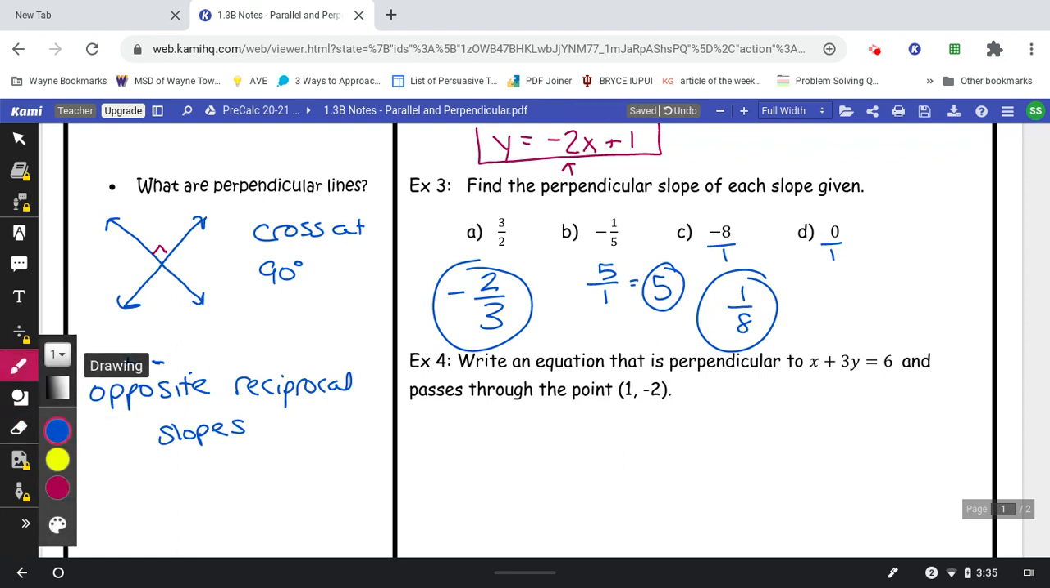Positive 1/8. And then for part D, so when you write this as 1 divided by 0, if you remember, we are not allowed to divide by 0 in math. So anytime that happens for a slope, you get an answer of undefined. Remember, a slope of 0 looks like this. So an undefined slope would be your vertical line, and that would have a slope of undefined.